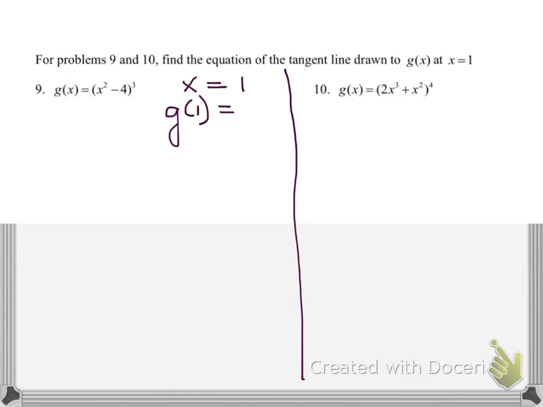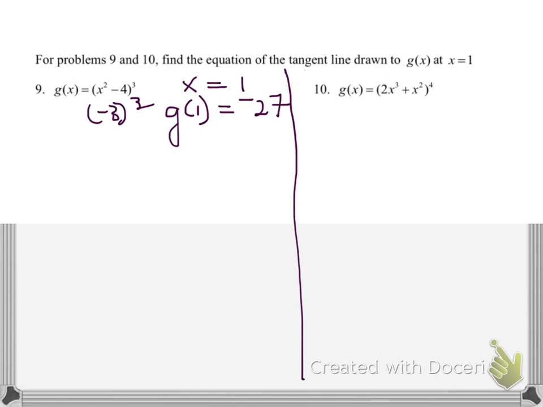So if you plug 1 into g, you have your 1, so 1 minus 4. What do we have for 1 minus 4? That's negative 3. So this is negative 3 raised to the third. 3 times 3 is 9, 9 times 3 is 27. So, keeping the negative, we have negative 27 for our g of 1.